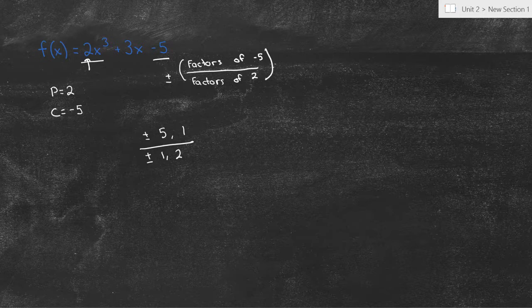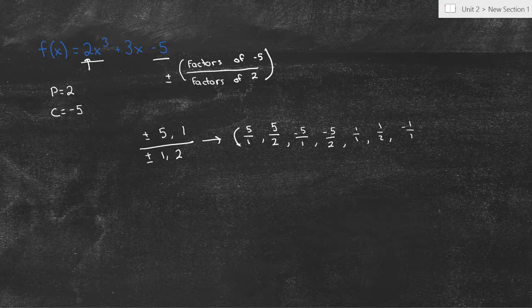And if we wanted to write that out in a full list, we could start with plus 5 and divide by 1, starting positive on both top and bottom. Then what if we made it negative 5 and used positive on the bottom? Then we'd have negative 5 over 1 and negative 5 over 2. And then we can move over to the 1. We can say 1 over 1, both being positive. Then we can say 1/2. Then we can make them negative. We can say negative 1 over 1 and negative 1/2.